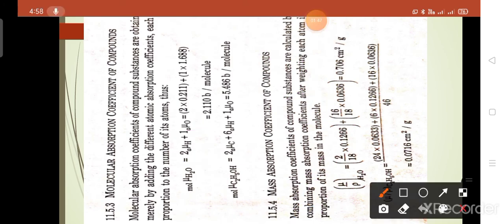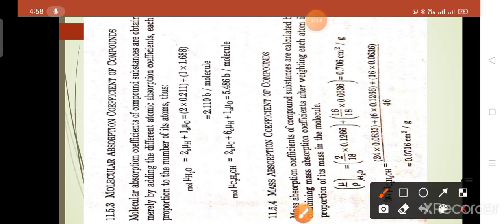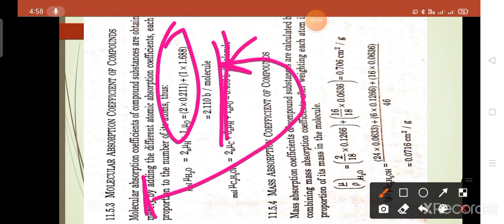So 2 into the atomic absorption coefficient of the hydrogen atom, 0.211, plus 1 into the atomic absorption coefficient of the oxygen atom, 1.688. After calculating this equation we got the value 2.110 barn per molecule. Because here we have to calculate the molecular absorption coefficient, that's why we take it per molecule.